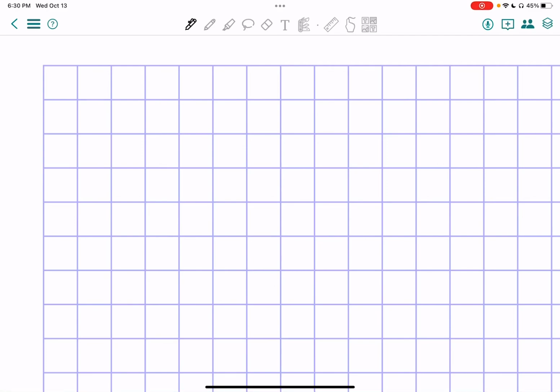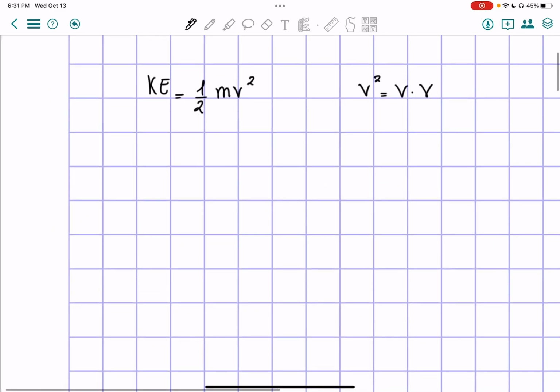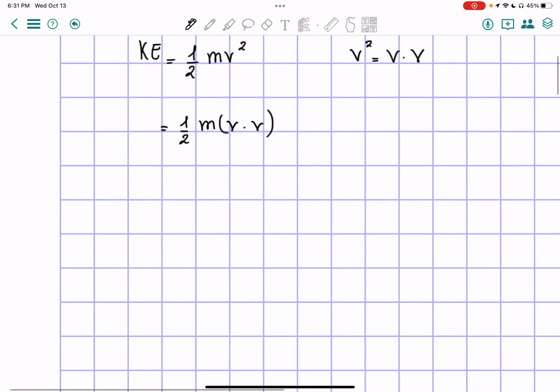Talking about kinetic energy, the first formula that comes to mind is, of course, the more well-known 1/2 mv squared. Now, what if we decided to derive this? Well, we know that v squared is equal to v dot v. So we can rewrite this as 1/2 m v dot v.